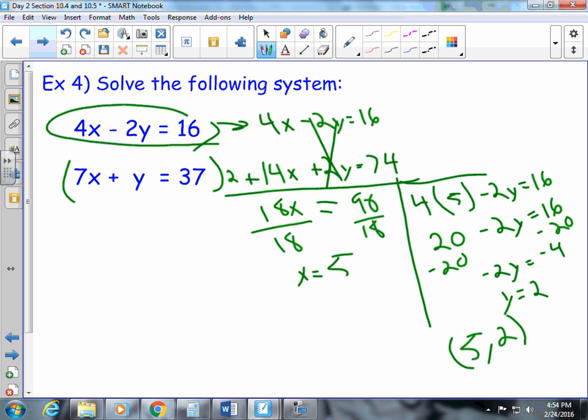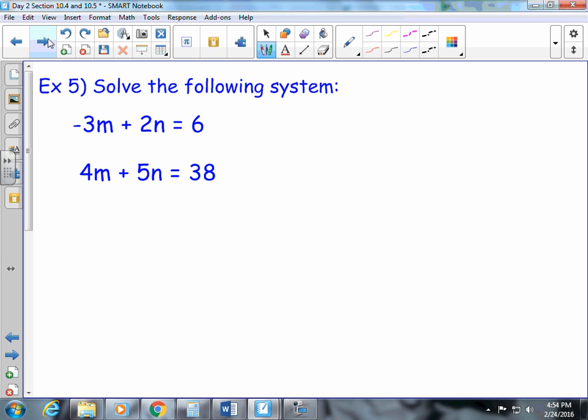Okay? So in this example, we learned you can't just multiply by negative 1, but we can by a number. So sometimes you might have to multiply by a number to get something to cancel out. All right. Now, example number 5.